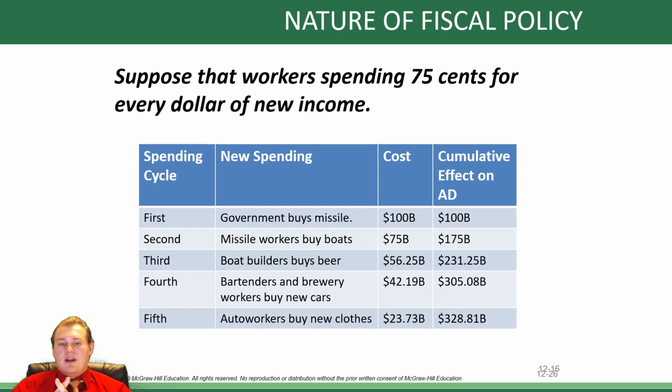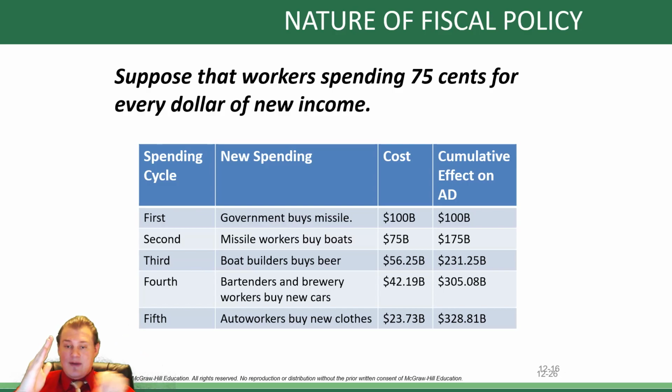So here you go. They're going to go through and show you that cycle here, okay? Suppose that worker is spending 75 cents for every dollar of new income. So first, government buys the missile. So going back actually, let's do it right here. They already have it right here. We don't have to go back to the old one. $100 billion, okay? So right now, that does 100 billion on AD, right? That's going to shift the AD curve 100 billion.